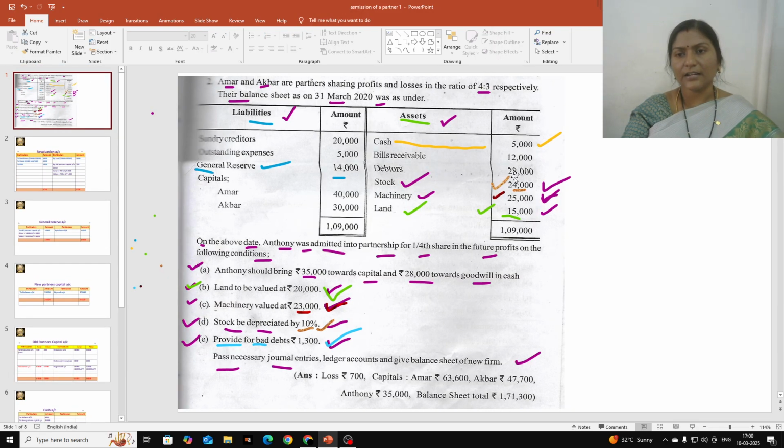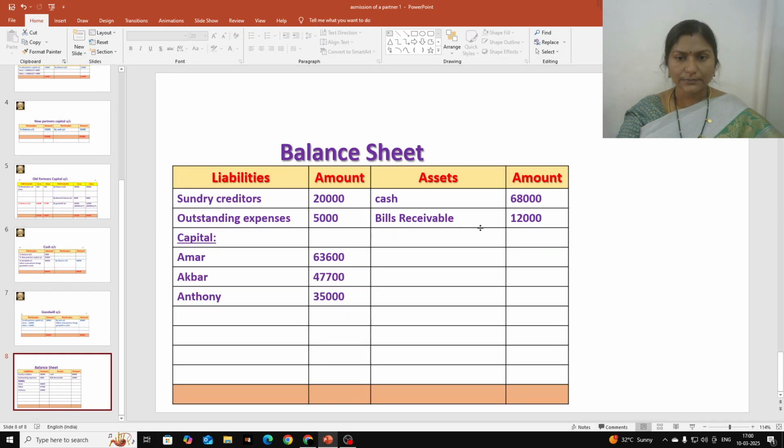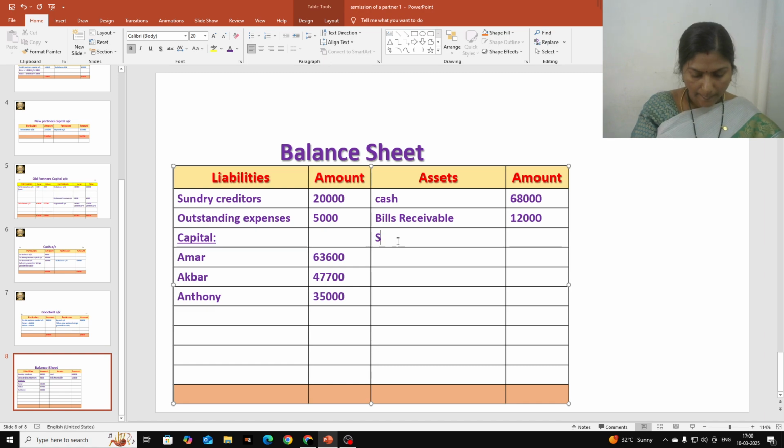Next one is debtors 28,000. Always, if we have PDD in revaluation account, then that should be deducted from debtors. So we recorded PDD in revaluation account. Debtors 28,000, students, and how much PDD did we record here? 1300. We should deduct that from debtors. Let us write debtors, it is 28,000, and from that we are going to deduct the PDD, students.